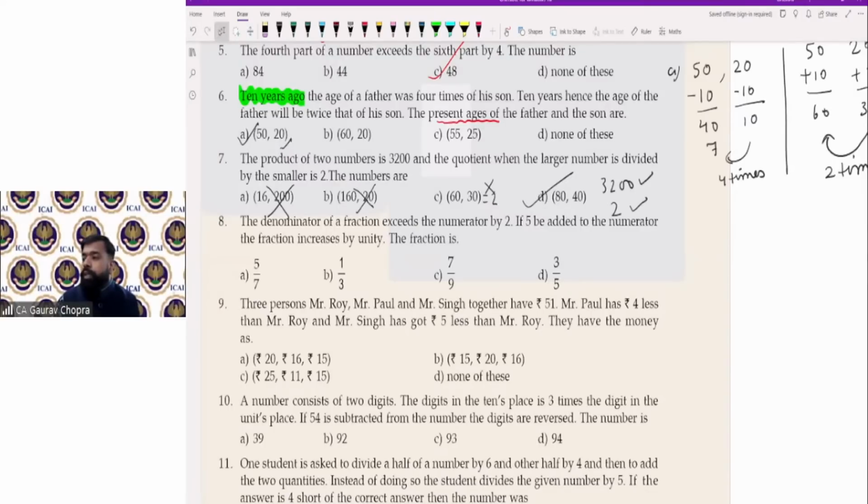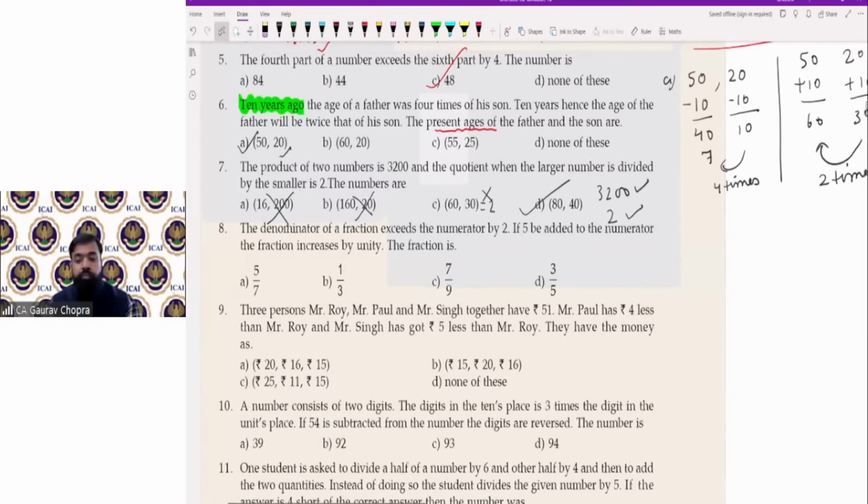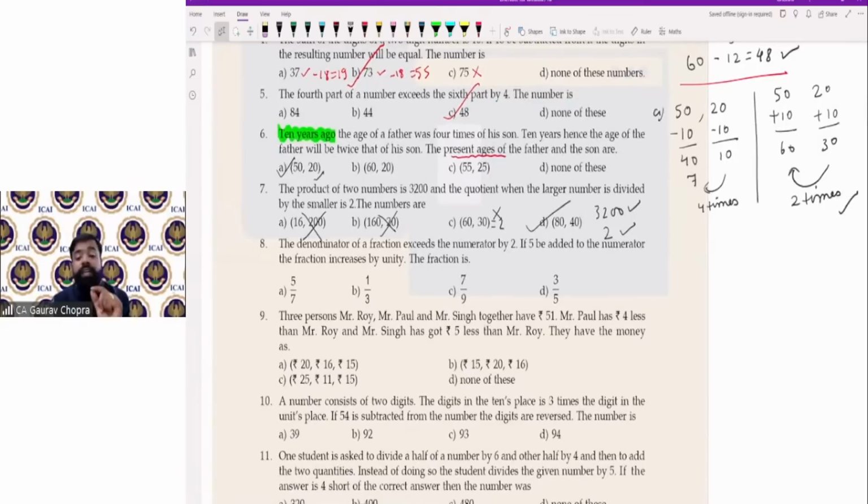Shravani says, please repeat question number 6. See, in question number 6, we have reduced 10 first. After reducing 10, we get father's age as 4 times. And for the second condition, we have added 10. After adding 10, the age of the father is 2 times. So both the conditions are verified.